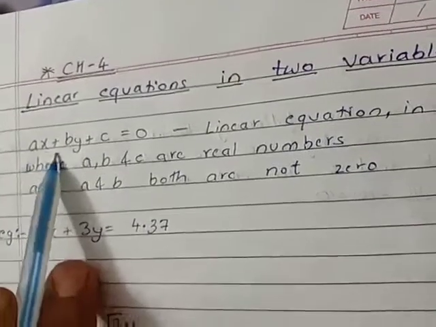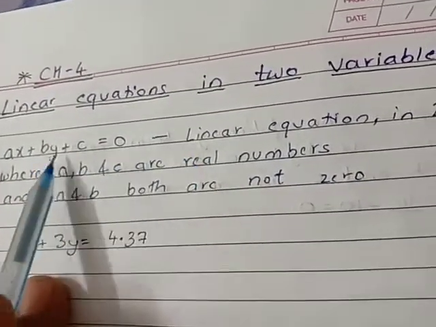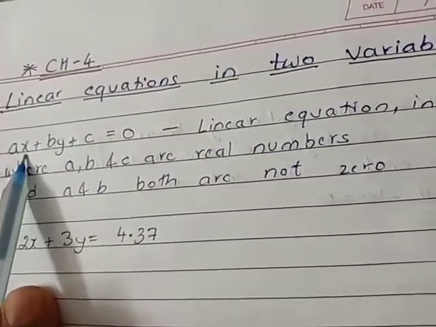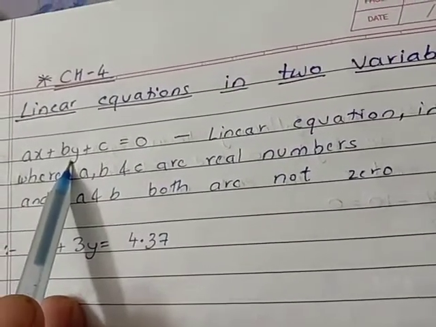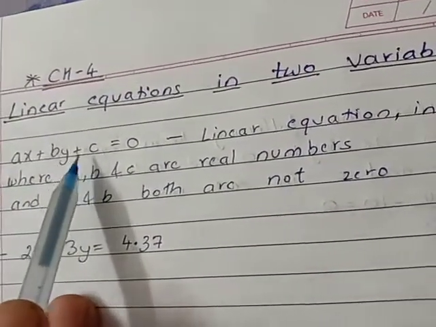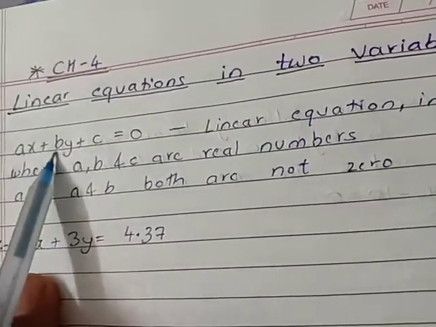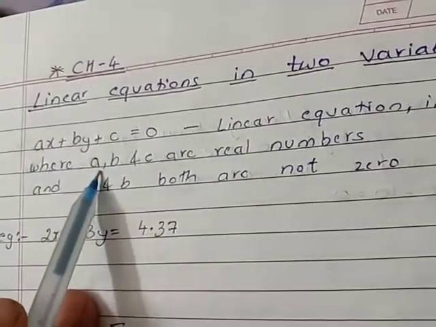Now look at this equation, ax plus by plus c equal to 0. It is called a linear equation in how many variables? 2 variables. What are the variables? Variable x and variable y, where a, b and c are real numbers, and a and b both are not 0. They are some number but they are not 0.